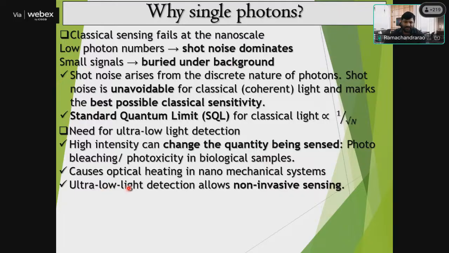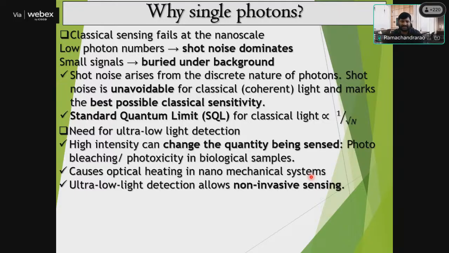And it causes optical heating in nanomechanical systems. Which means that the nanomechanical systems are very small, right? So it can cause very small optical heating. Okay, and therefore it can also be used as a sensor.